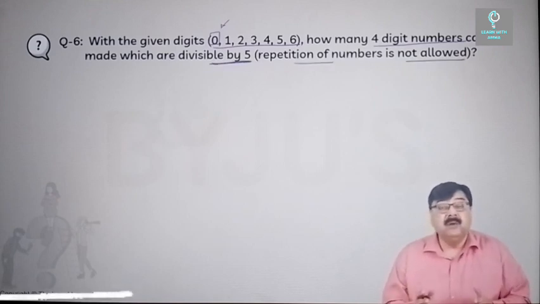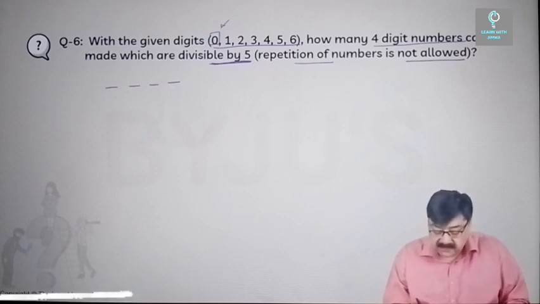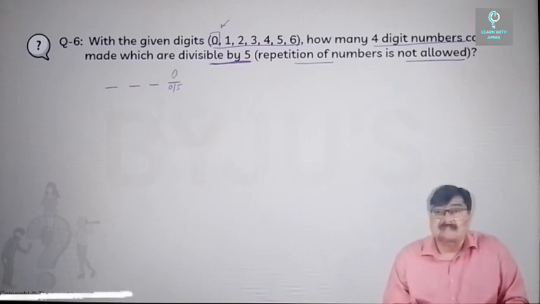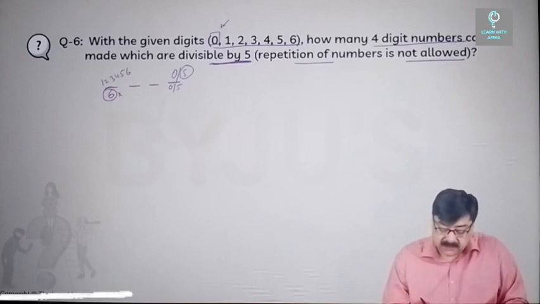Now you will have to calculate it separately for 0 and 5, because if you try to say that for the units place we have 2 choices, 0 or 5, no, it does not happen like that. When you have 0 here, then you can fill any of the numbers 1, 2, 3, 4, 5, 6. That means you have 6 options here. And when you have 5 here, you cannot have 6 options, because 0 cannot be filled in the thousands place. So let us calculate it separately.